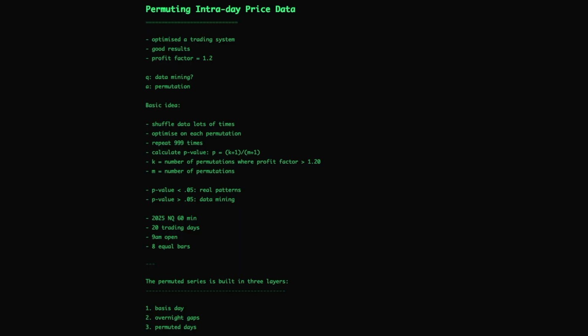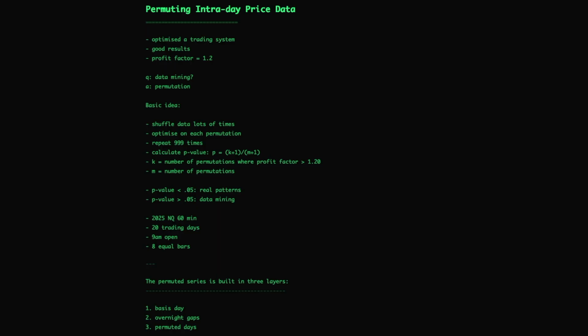You take the data that you trained your system on and permute it. Permute just means shuffle. Doing this will delete all patterns in that data. Then you re-optimize your system on this new permuted data. Say your original system had a profit factor of 1.20. If the system optimized on the permuted data has a profit factor of only, say, 1.03, you may conclude that the degradation in performance was due to the destruction of real patterns, and therefore the strong performance of the original was because of these patterns.